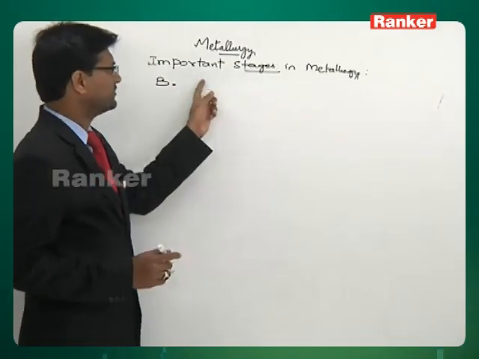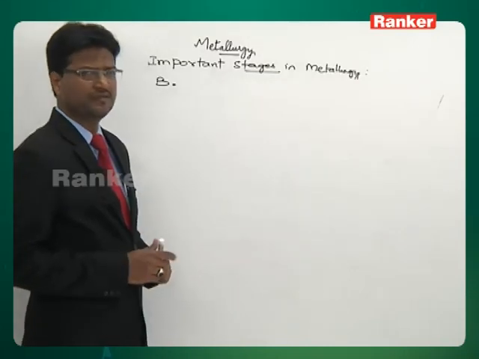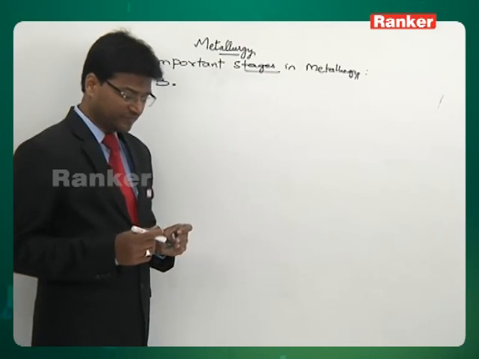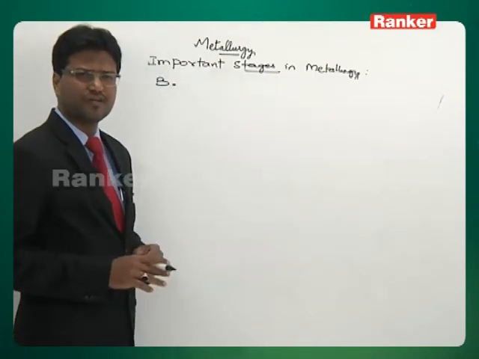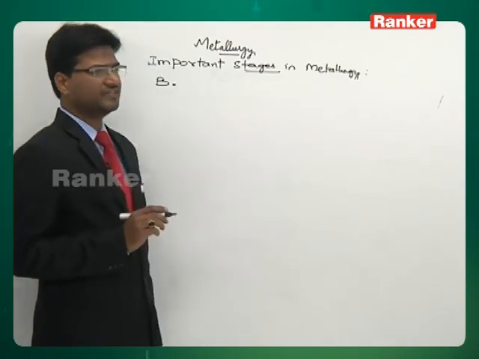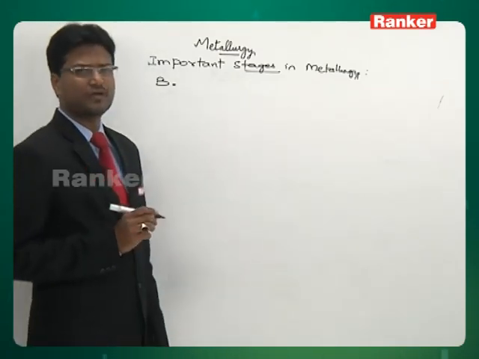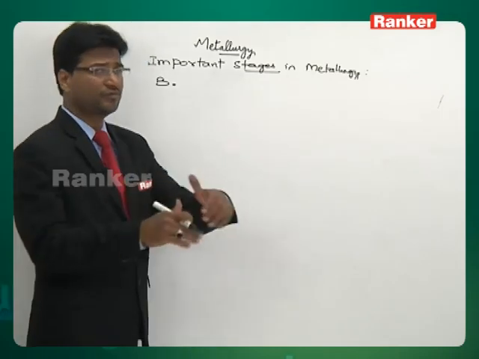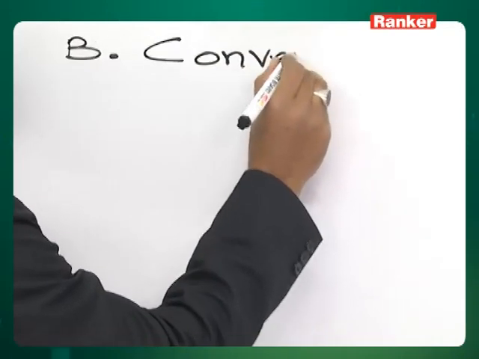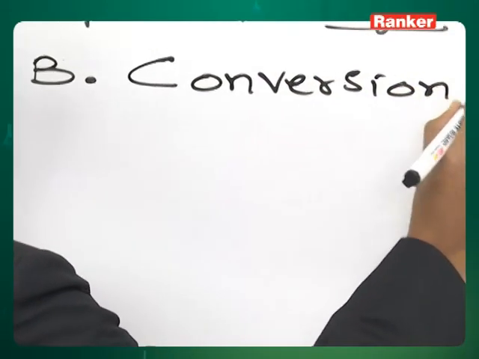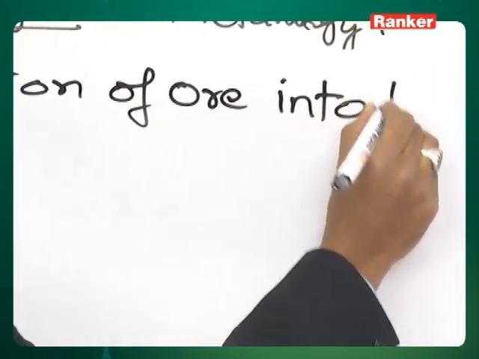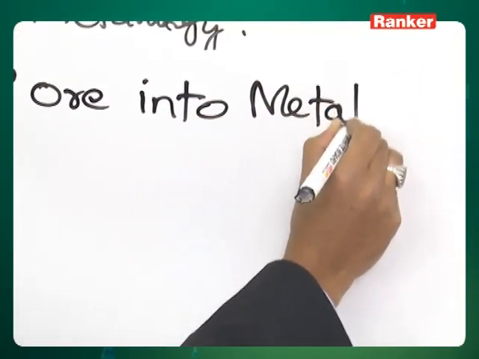We are discussing important stages involved in metallurgy, in the extraction of metal. We have just now seen the first stage, that is concentration of ore. Concentration of ore is also called beneficiation, also called ore dressing. The second stage is now conversion of the metallic compound in the ore into metal oxide.